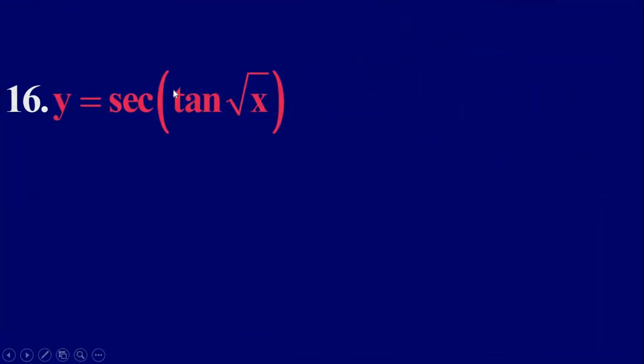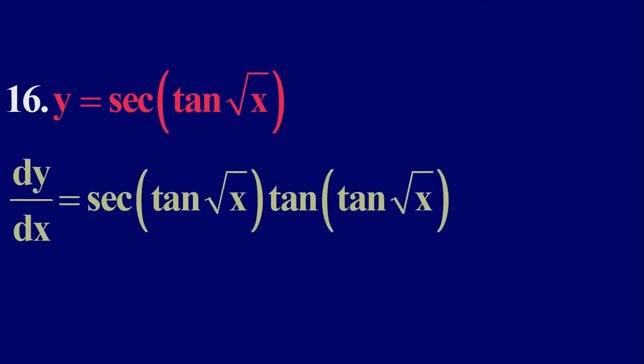So next problem, y equal to secant of tan root x. Now it is of the form secant x. Differentiation of secant x is secant x tan x, but in place of x you have to write tan root x. So dy by dx is secant of tan root x. Again tan of tan root x. That is secant x differentiation is secant x into tan x.